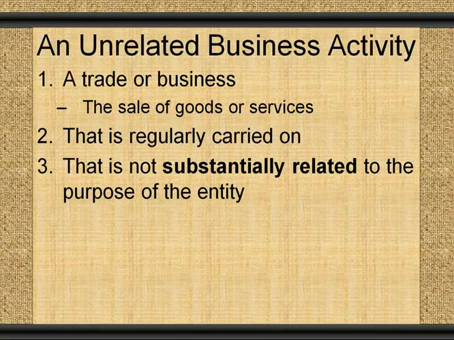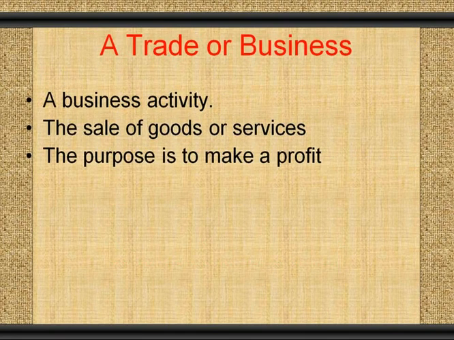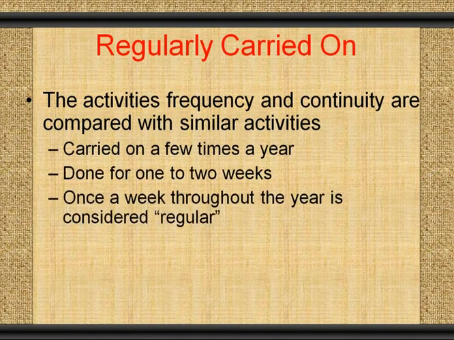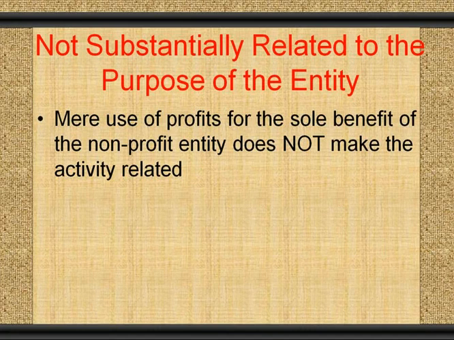That is not substantially related to the purpose of the entity. That's kind of the key. So that's the three-pronged test. Is it a trade or business? Is it regularly carried on? And is it substantially related to the purpose of the entity? So something carried on a few times a year for one or two weeks is not regularly carried on. Once a week throughout the year, that's probably getting close to regular. It's a factual question asked in each case.